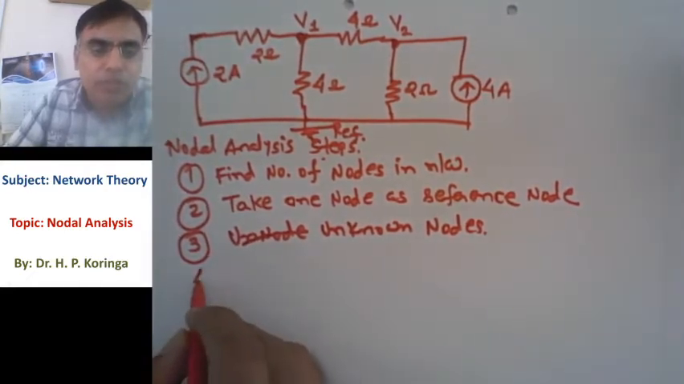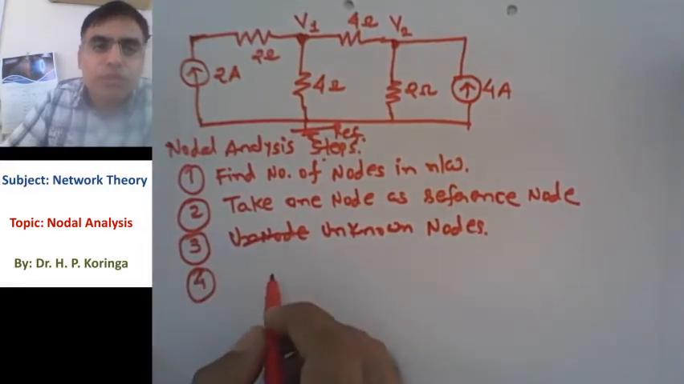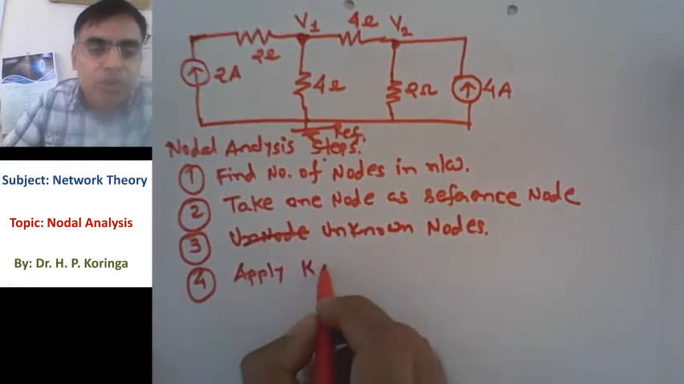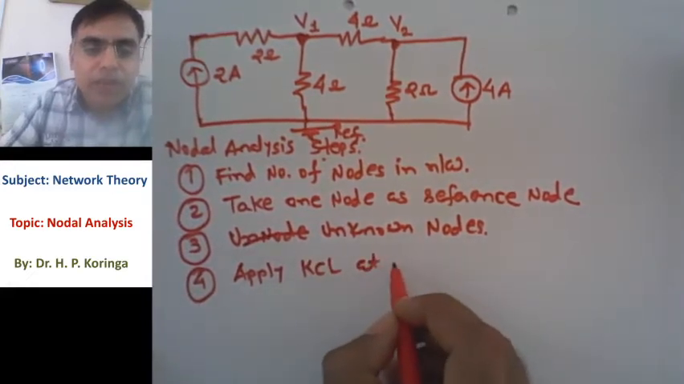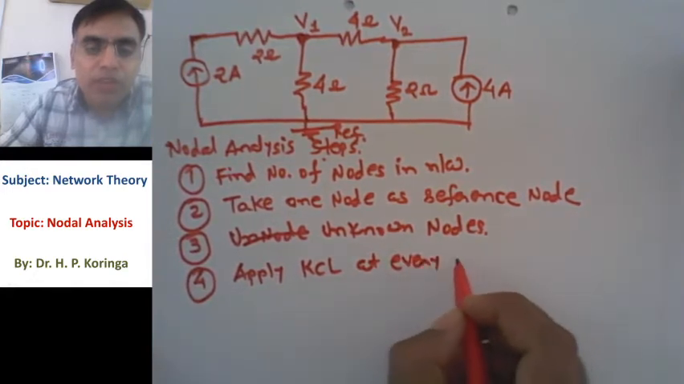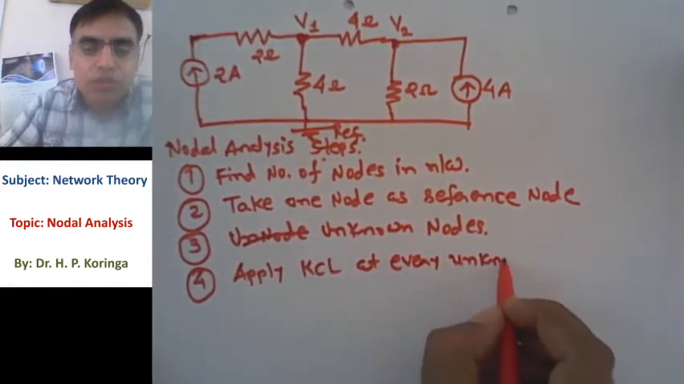And then the fourth step is to apply Kirchhoff's current law at every unknown node.